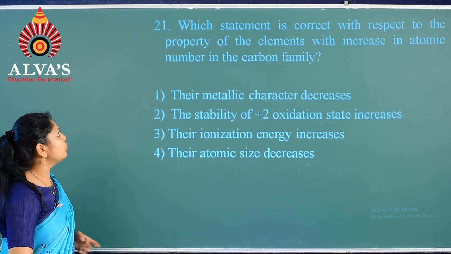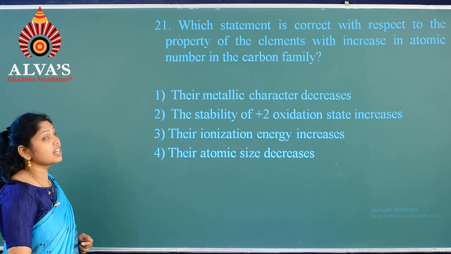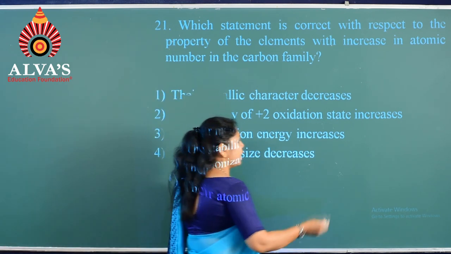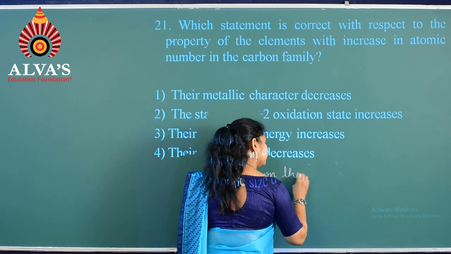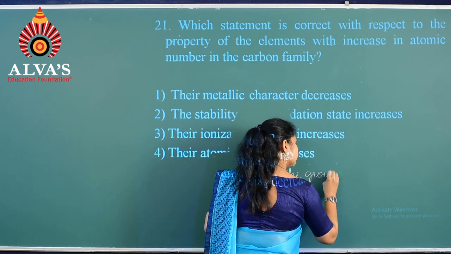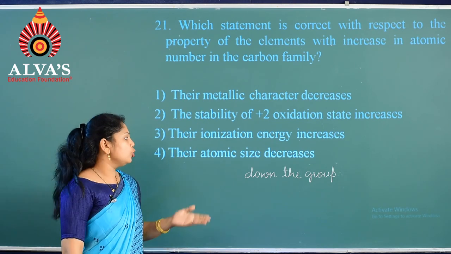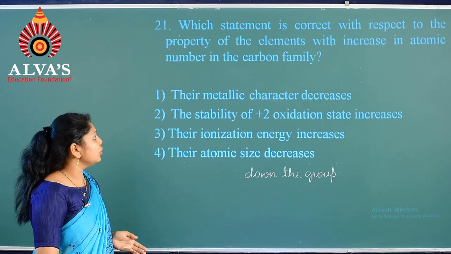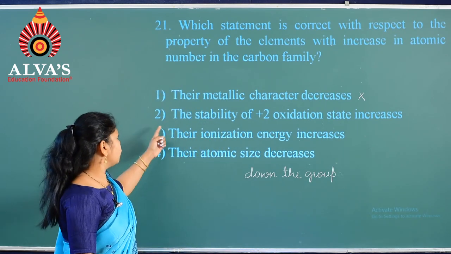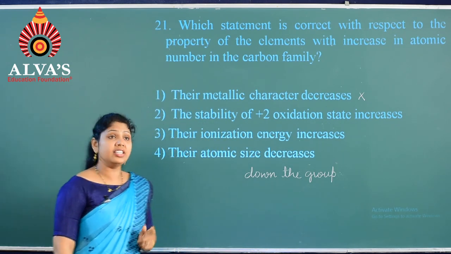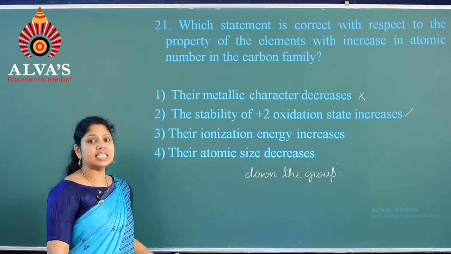Question number 21. Which statement is correct with respect to the property of the elements with increase in atomic number in the carbon family? They are asking with respect to the carbon family, that is, down the group. Their metallic character decreases. You know that when you move down the group, the metallic character is going to increase. So, the first statement is wrong. And in option number 2, the stability of the +2 oxidation state increases. This is correct because the stability of the lower oxidation state always increases down the group.